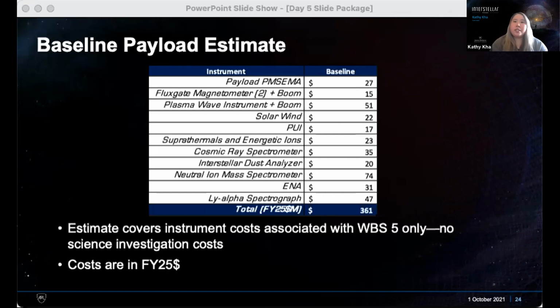And this covers just the instrument costs. So the engineering and the hardware, it does not cover the science investigation costs. Those are carried in WBS 4. And again, these costs are all in fiscal year $25. Next slide, please.